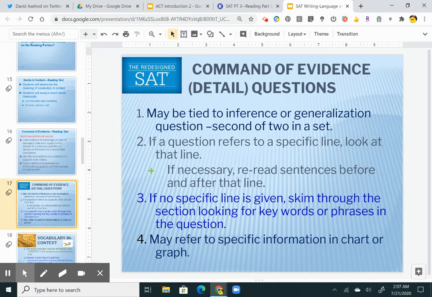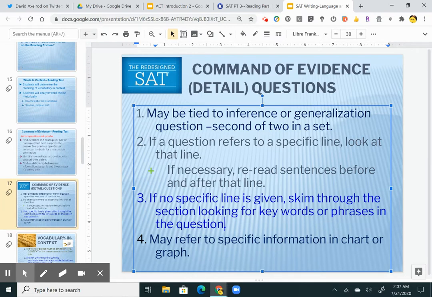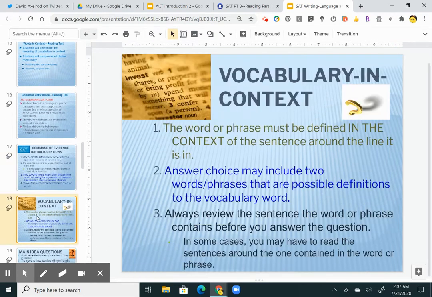If no specific line is given, skim through the section looking for keywords or phrases in the question stem or answer choices, right? It may refer to specific information given in the chart too. Sometimes a command of evidence questions or detailed questions.